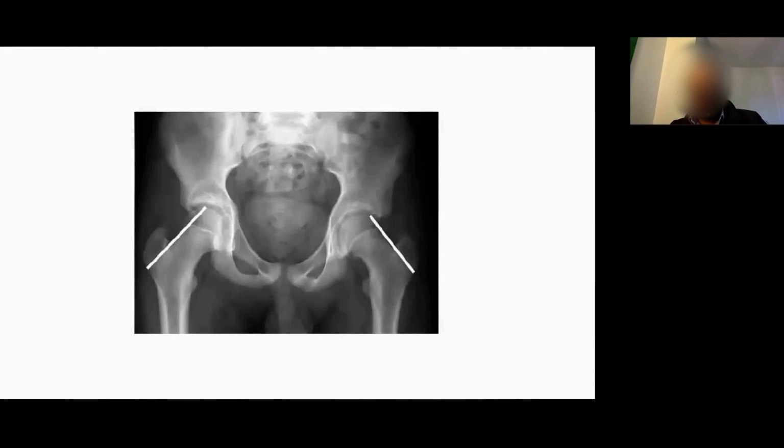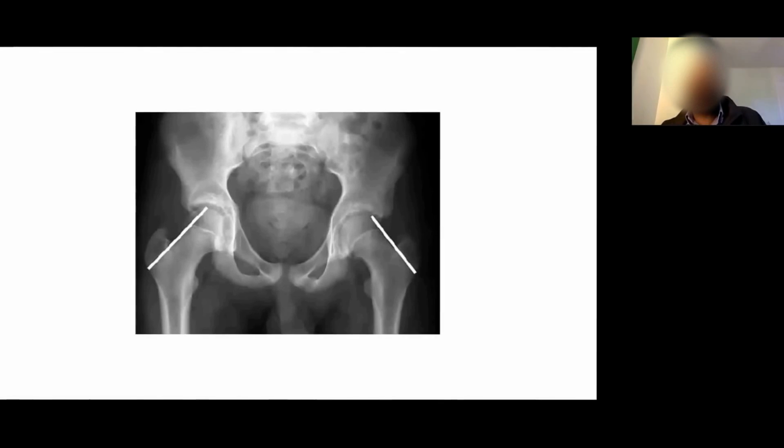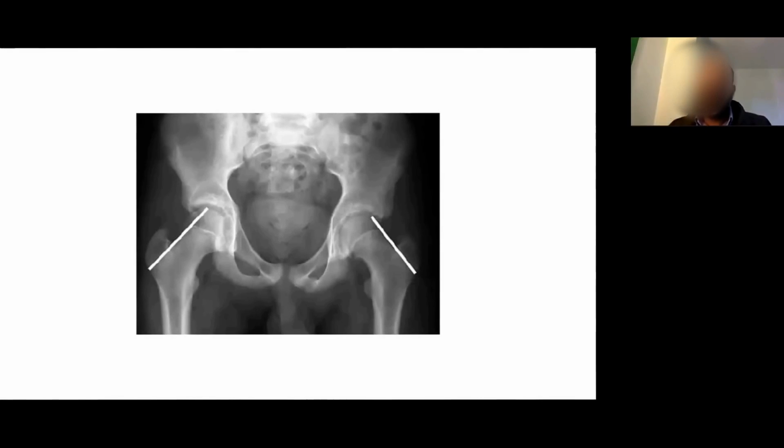This is how Klein's line is seen. On the left side is the normal one, in which, when a line is drawn along the upper end of the neck, part of the line passes through the femoral head. But if there is a slip, that line will not pass through the femoral head, as you can see on the right side.